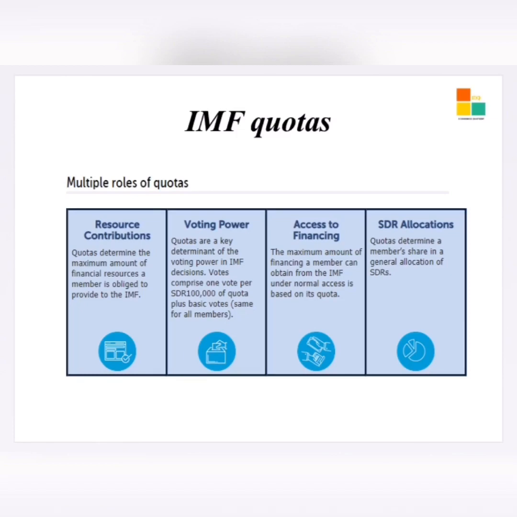The roles are resource contribution, that is, member countries have to contribute to IMF based on this quota. Second most important function, the voting power is assigned to the members based on their quota in IMF decisions. Then access to financing. The maximum amount that the member countries get as a loan from IMF is also determined based on their quota. Finally, quota determines the member's share in SDR.